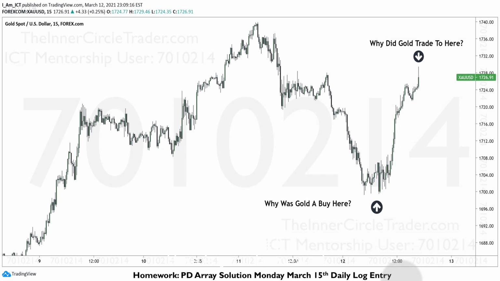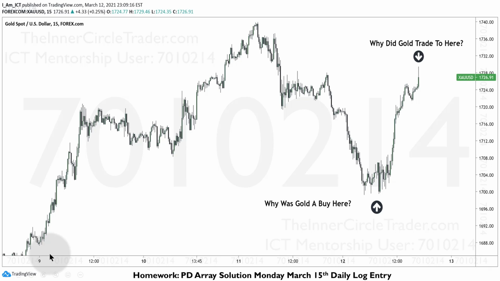Okay, here is your homework. This is gold versus the US dollar, and you can pull that up with the symbol XAUUSD. So make sure you're using Forex.com's data feed for TradingView platform. 15-minute time frame is your time frame. Try to set your chart up like this.